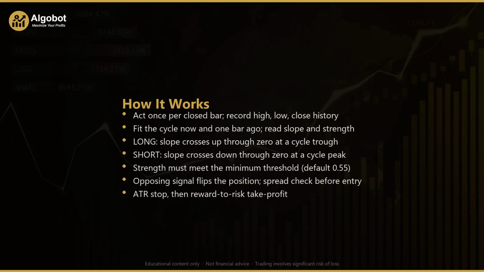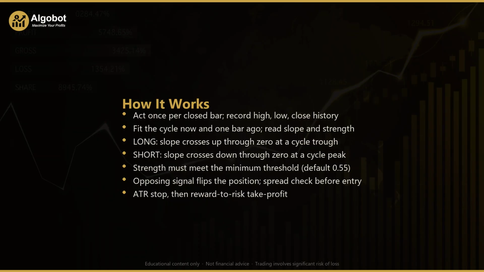First, the EA works only on fully closed bars. Once per new bar, it records the high, low, and close of the bar that just finished, keeping a rolling history. It waits until it has at least one full cycle window of data, plus enough bars for the ATR calculation, before doing anything. Next comes the core measurement. The strategy fits its wave twice, once using the most recent window, and once using the window ending 1 bar earlier. From each fit, it reads two numbers, the slope of the fitted wave and the cycle strength. Comparing the current slope to the previous slope is what lets it detect a turn.